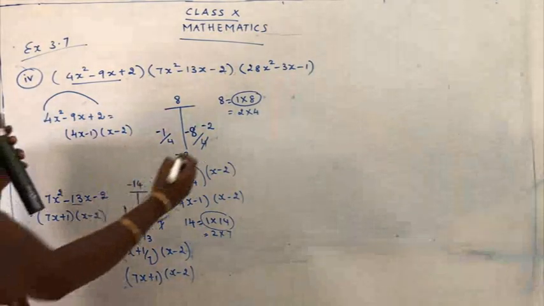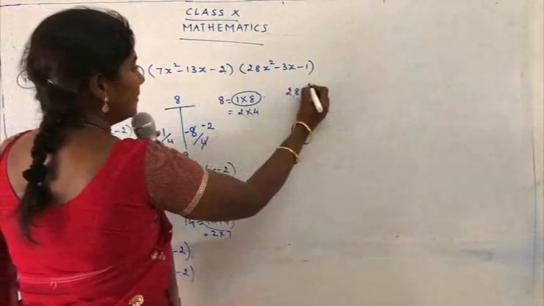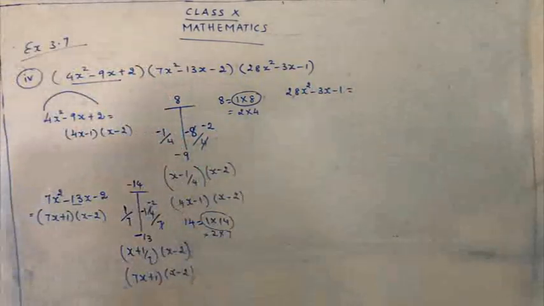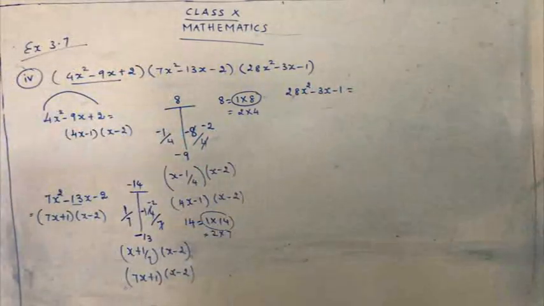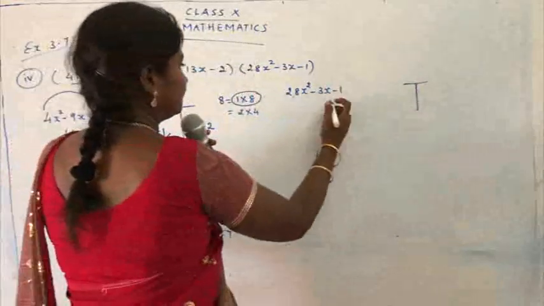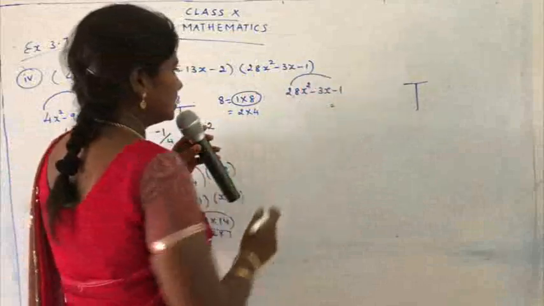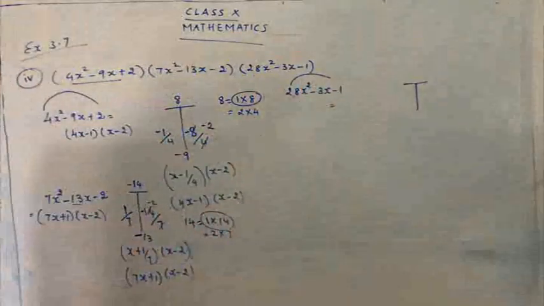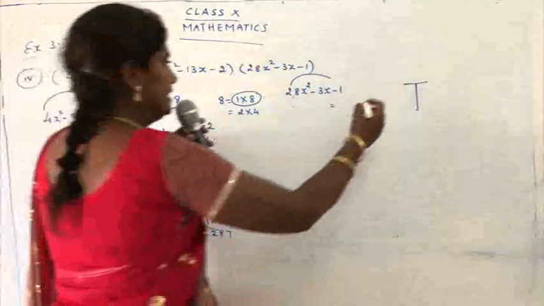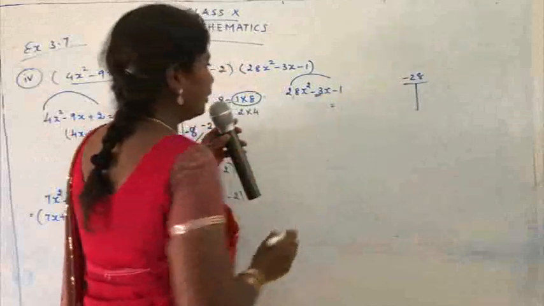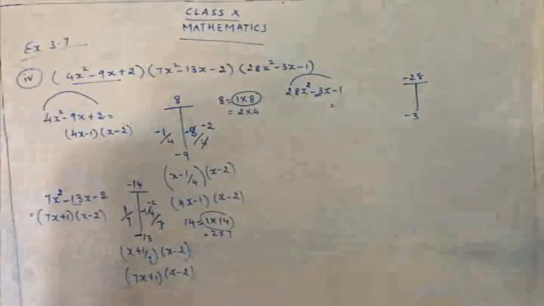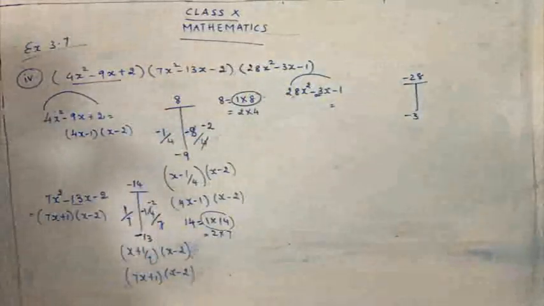What is the third part? It's 28x square minus 3x minus 1. Let's factorize it using T method. So just have a T here, write here T. Take the first term coefficient, that is 28, and take the constant term, that is minus 1. So you get here minus 28. Take the coefficient of the middle term, that is minus 3. Okay, done. So we have done two things. That is, we have filled the top of T and we have filled the bottom of T.